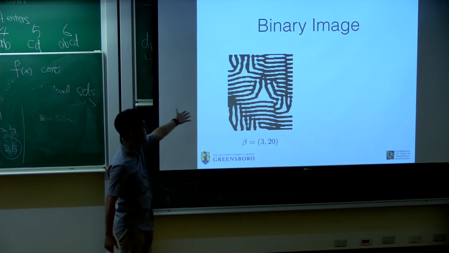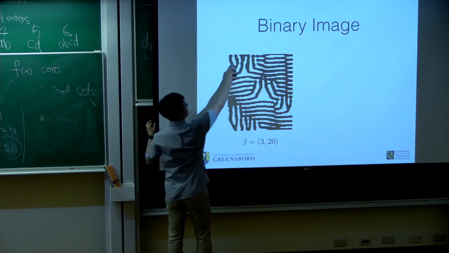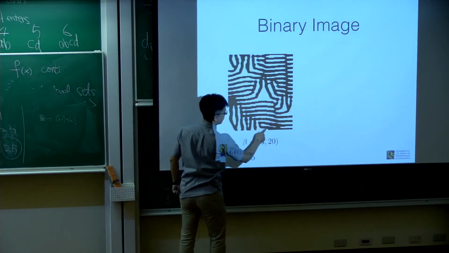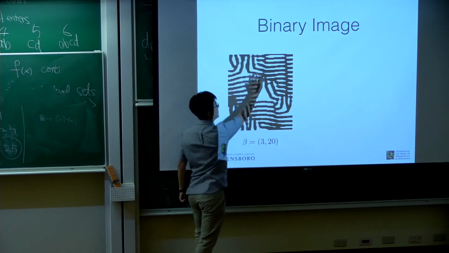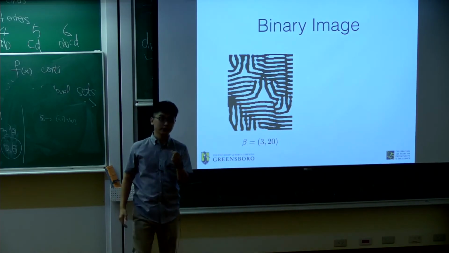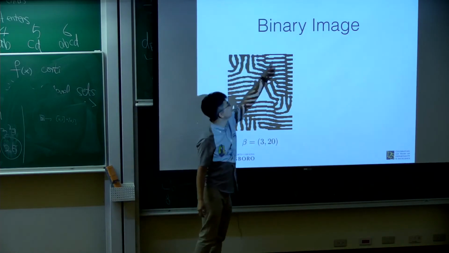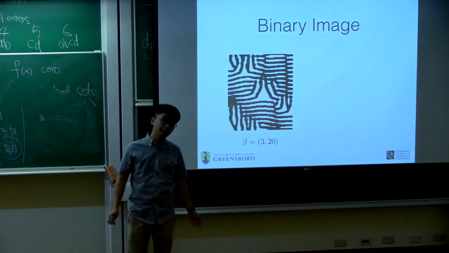Betti number of this image? The answer is 320. So you should see there is one connected component here, another connected component here, and anything else will be connected in the middle part. So you have three connected components, correct? And there are 20 one-dimensional holes. So you will see one-dimensional holes. You can count. There are 20 of them.